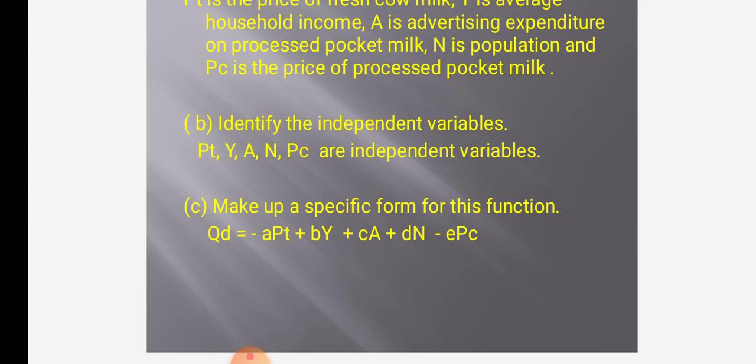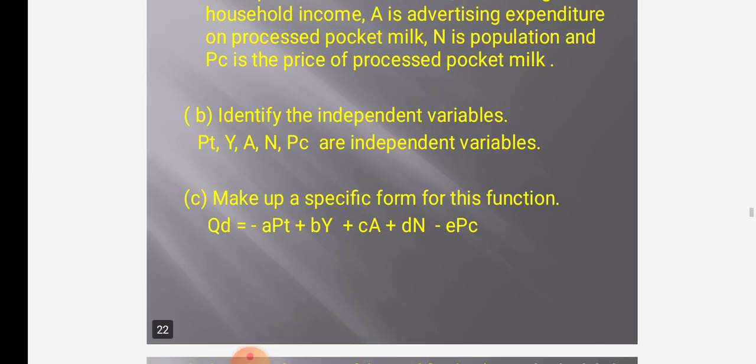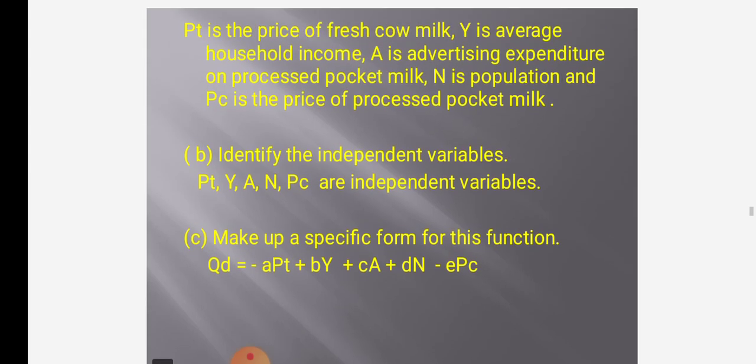Now, make a specific form for this equation. They are asking you to give a form for this equation with plus and minus symbols. You can give a coefficient for each variable. PT is the price, and you can give A to be the coefficient. Price of the fresh cow milk is inversely related, so it takes a minus A value. You have to write minus A PT.